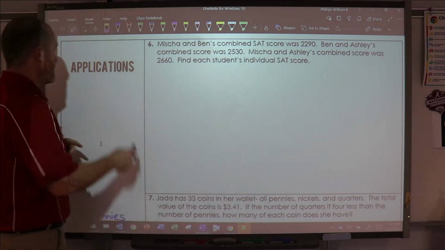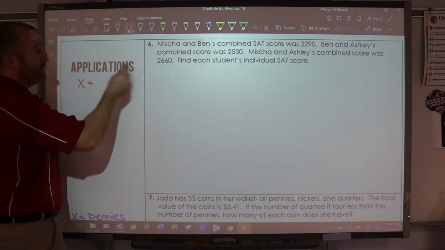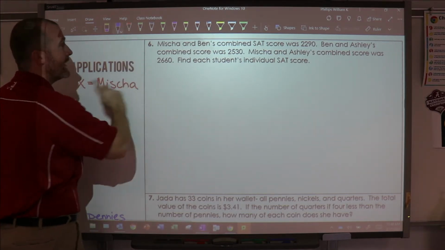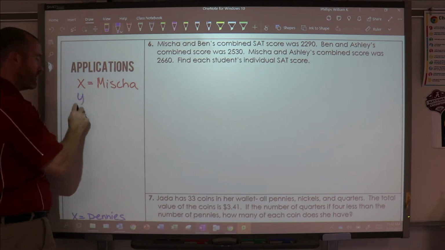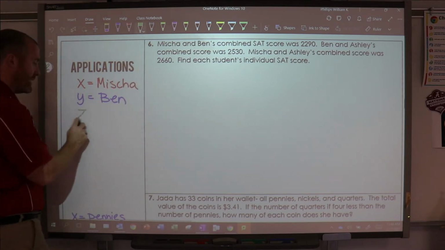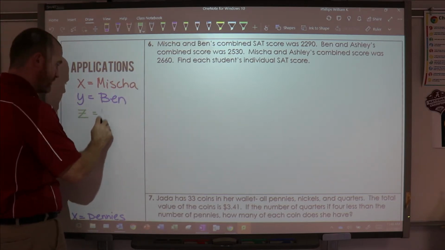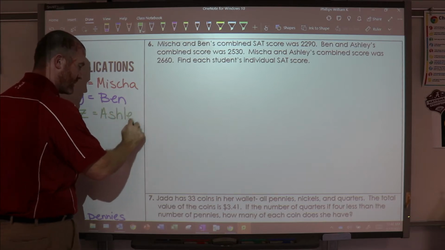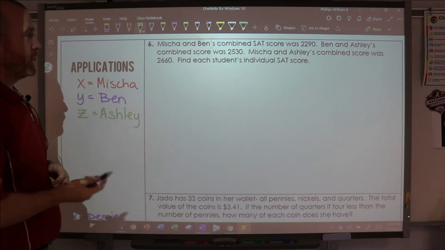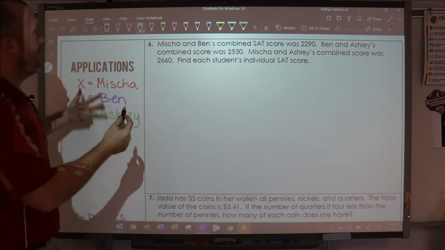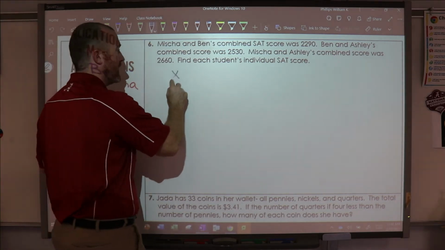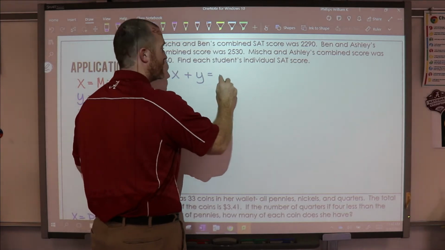So really what they've done is given you the three variables. Here we'll let X be Misha, and then we can let Y be Ben, and then we'll let Z be Ashley. They tell us Misha and Ben's combined score was a 2290. So if I took Misha and added Ben, I get a 2290. That would be X plus Y, so X plus Y is going to give us 2290.